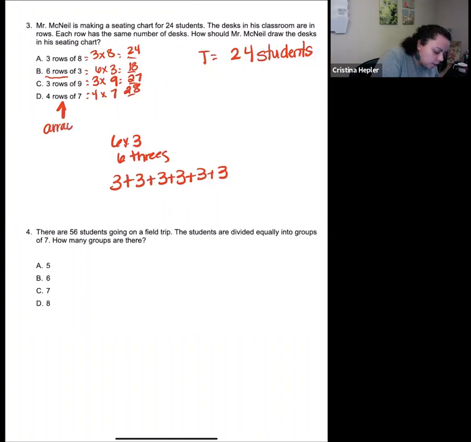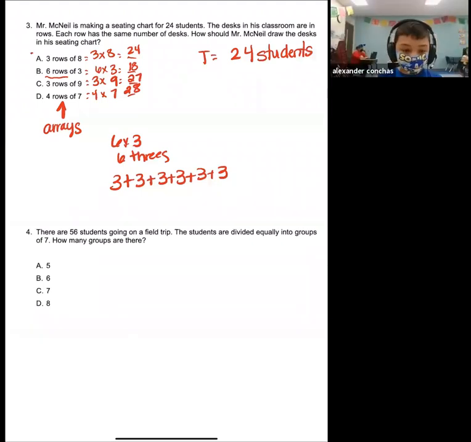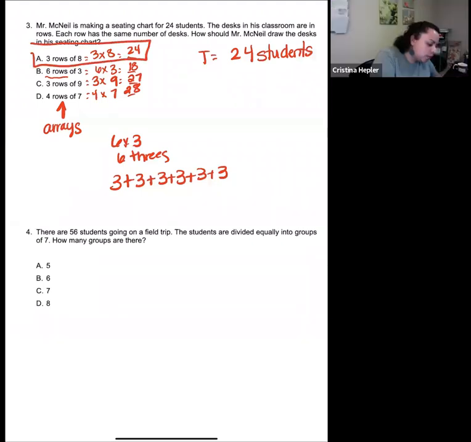They're all arrays. Which array is the only one that equals 24? Alexander Conchas, A, B, C, or D? A. So my answer should have been 24, or A, 3 rows of 8 is how he said all the kids in the classroom. So his classroom looked like this.